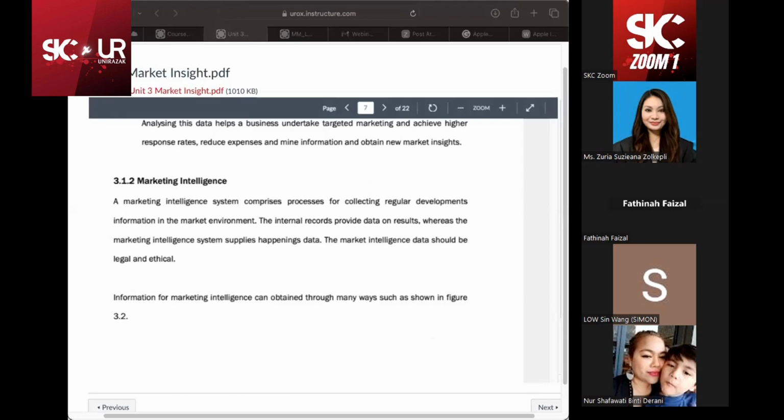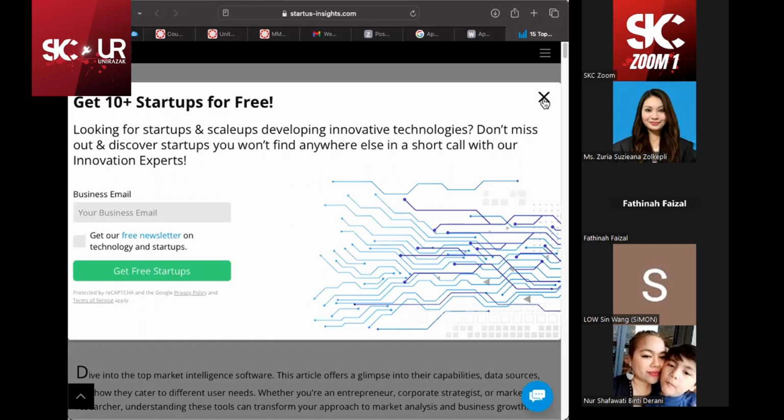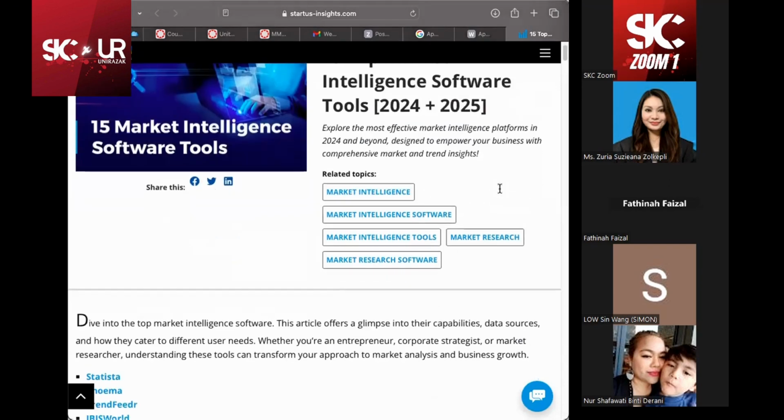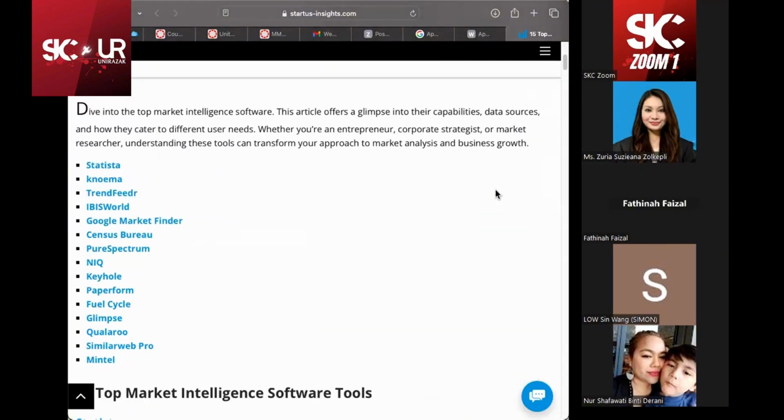Okay, so this is the latest information. This one, marketing intelligence, right? It comprises the process of collecting information, and to make it easier, I share with you here. I believe this is the latest one about the market intelligence software tools that you can use in your company.